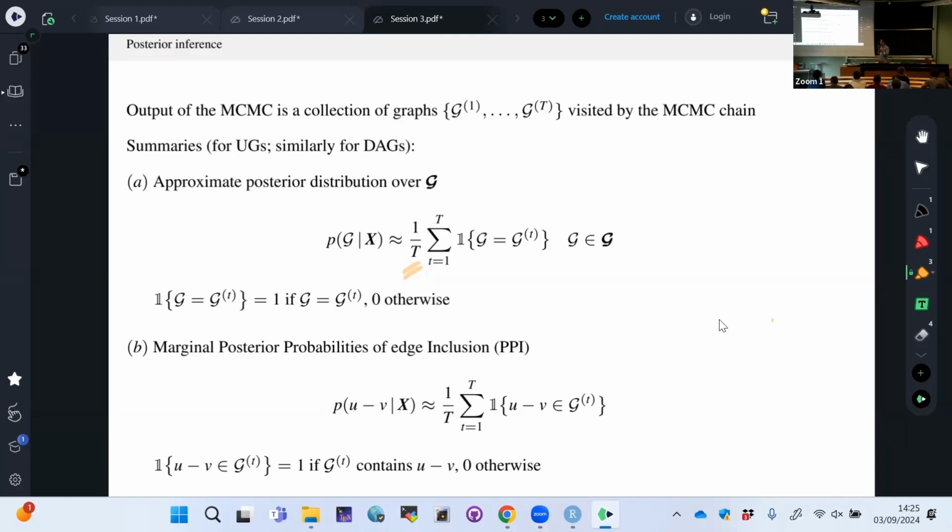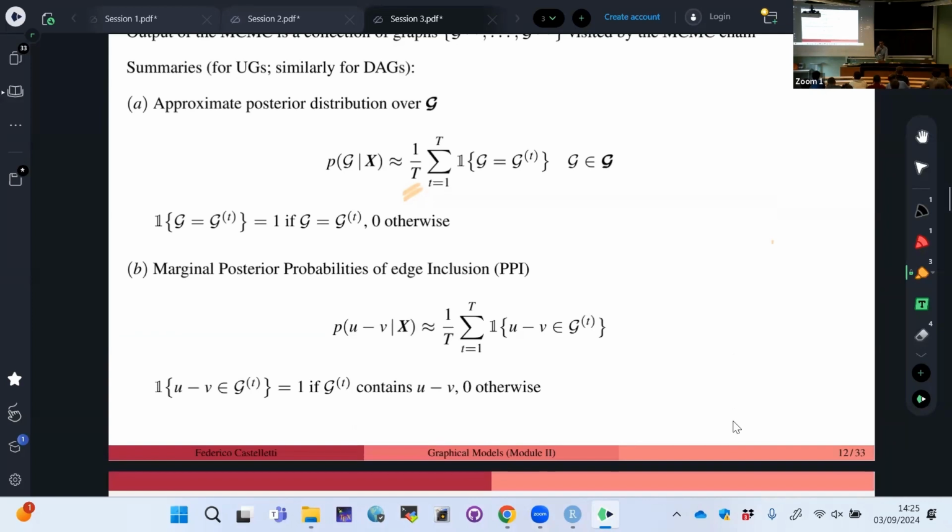Okay, moreover, we would like to have something which is a more synthetic summary. Okay, for example, we may be interested in estimating the probability of inclusion of a specific link. Okay, in which case what we can focus on is a marginal posterior probability of edge inclusion. So let me consider, for example, an undirected edge between U and V. We would like to quantify the marginal posterior probability of inclusion. Okay, so with which probability there is an edge between U and V.